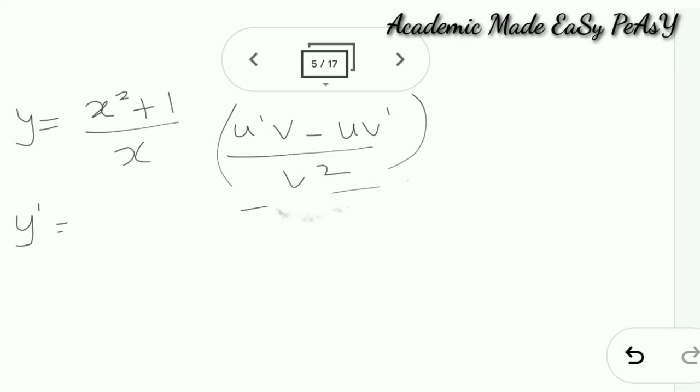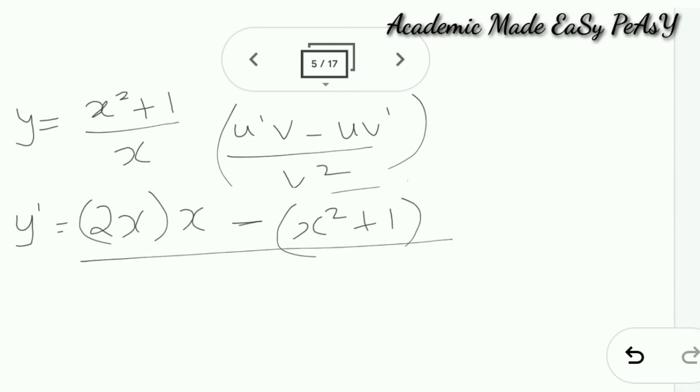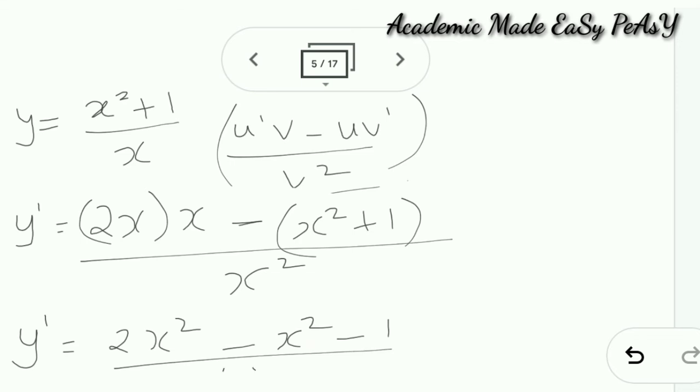So y dash will be, what is my u dash? It is 2x. And my v is x, and u as it is, that is x square plus 1 as it is, and my v dash is 1 because v is x, divided by v square. What is v square here? It is x square. So y dash is equal to 2x square minus x square minus 1 divided by x square.